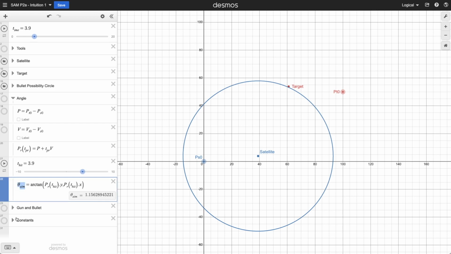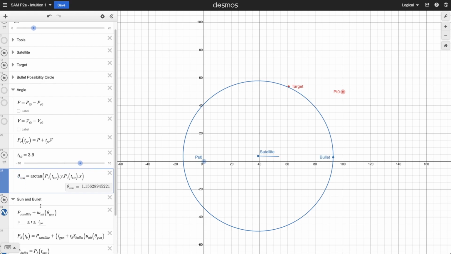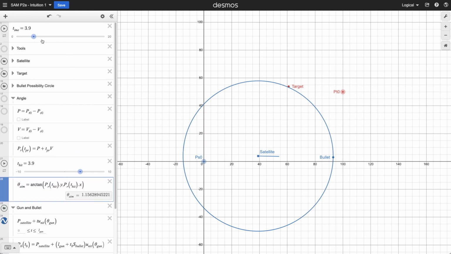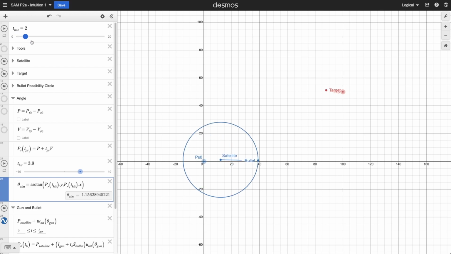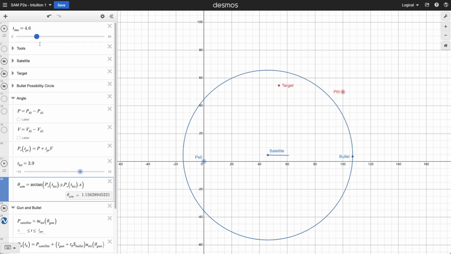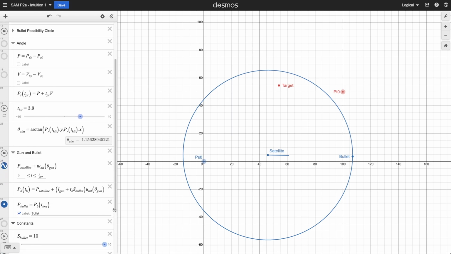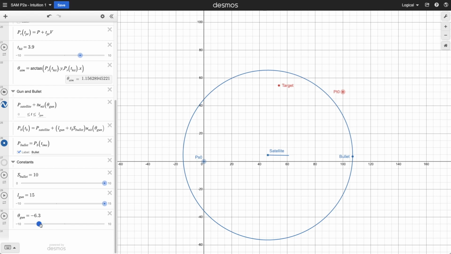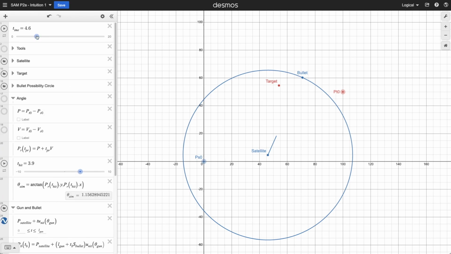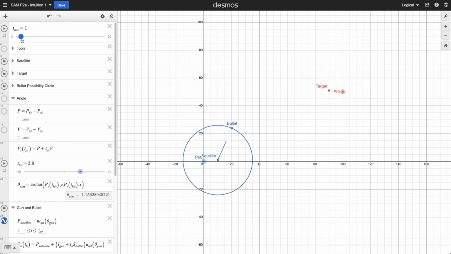Before we can use this angle, I need to add a gun. As you can see, there is now a beautiful line segment representing the gun, and the bullet, which is on the bullet possibility circle, in line with the gun barrel. Now, we just need to plug in the 1.15 radians we calculated and watch where the bullet goes. Set theta gun to our 1.15 radians that we calculated. So we'll go all the way back to 1.15 radians. We'll set it precisely here. And then we can go up to t, set it back to 0, and watch the bullet advance straight through the target.